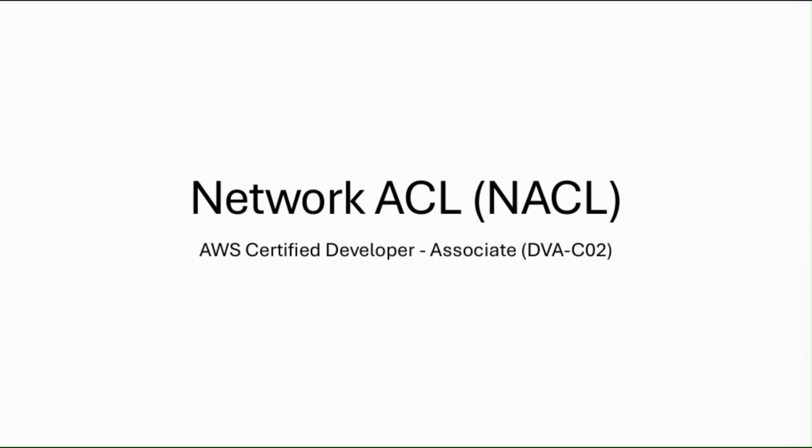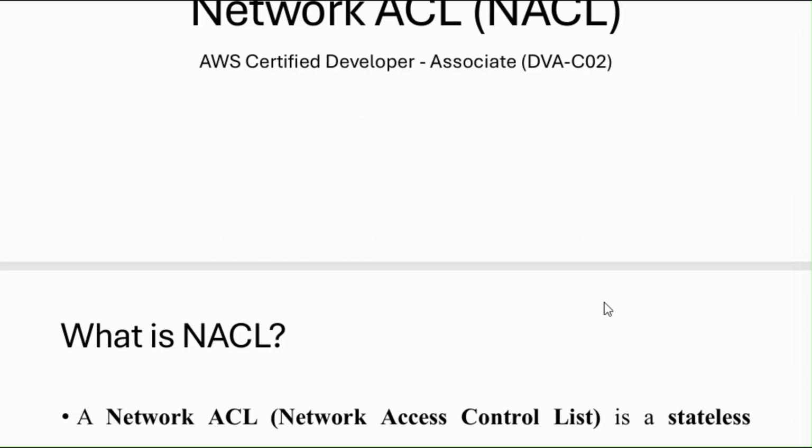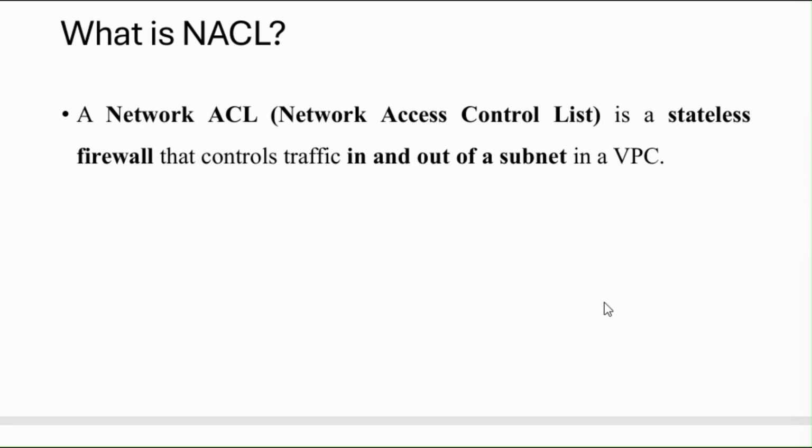In this video, we are going to learn about NACL. NACL is a short name. The full name is Network Access Control List. It is a part of AWS security. Think of it like a security guard at a building entrance. This security guard decides who can come in and who cannot. NACL does the same thing for your computer network.